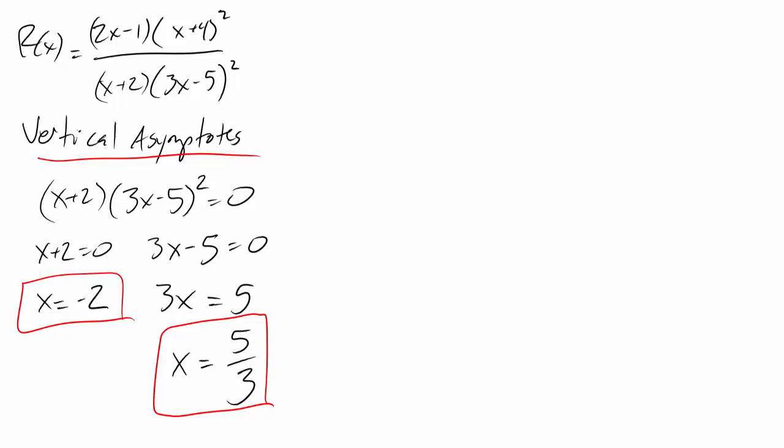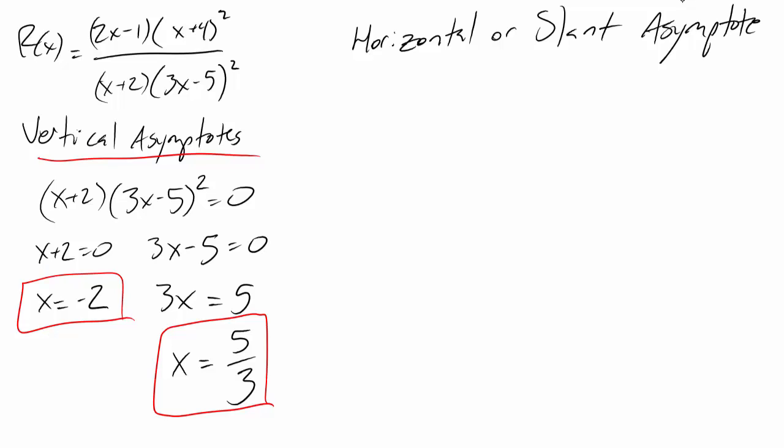So all this leaves us to do is find any horizontal or slant asymptotes. Remember, we only get one or the other. We won't have both. All right, so the way we're going to make that determination is looking at the degree of the numerator and denominator of this rational function.